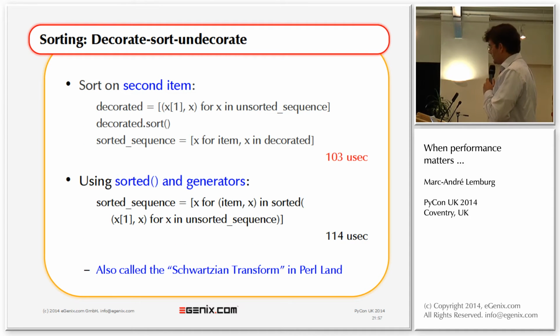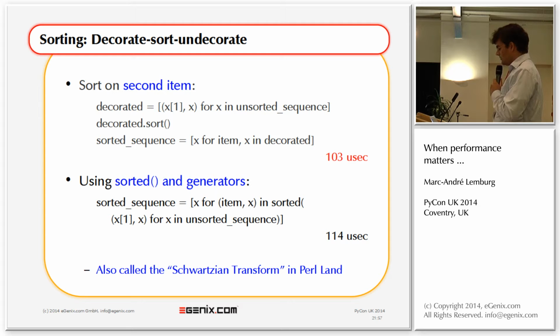Now, here's a typical way of sorting a list, for example, on the second item. What you can do is you use this decorate, sort, and then undecorate pattern. How many of you know that one? Very few. In Perl land, it's called Schwartzian transform. Maybe you know that one.